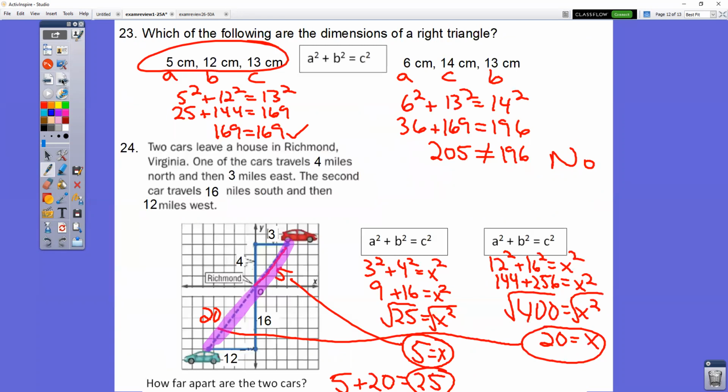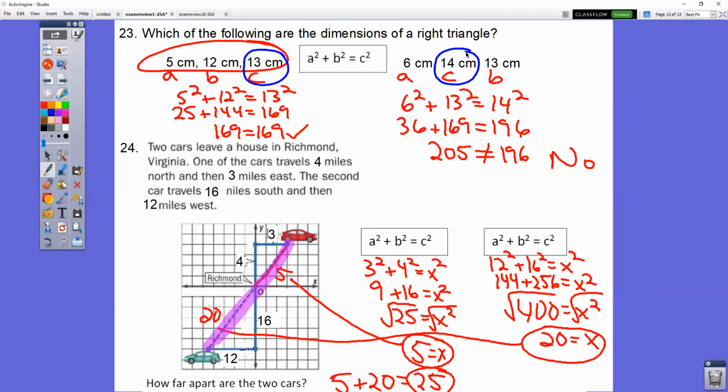In question number 23, again, this one looks a little bit different on your Class Kick as well. The first thing that you want to remember is that the C side is always the biggest number. So your C side here is 13. Your C side here is 14. Remember, they don't always go in order A, B, C. Now what you want to do to figure out which one forms a right triangle, we want to know which one is the yes on your final exam. So I gave you one yes and one no.